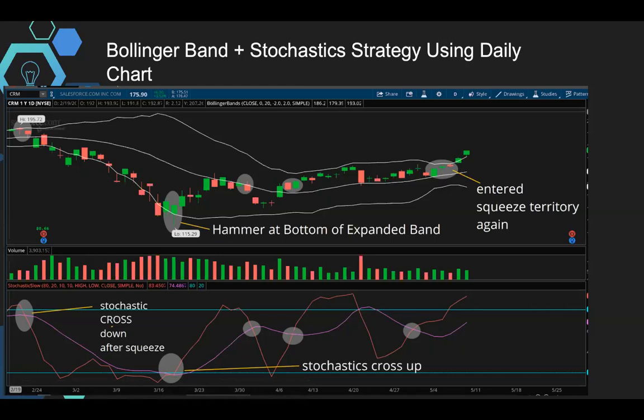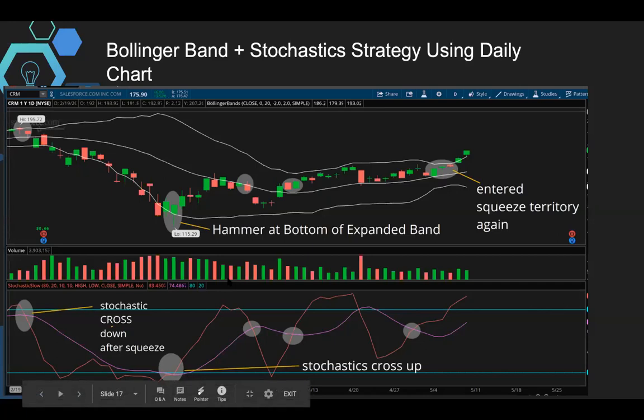At this point, it's up to you whether you want to execute, right? When you have all these buy signals, it's up to your execution now.